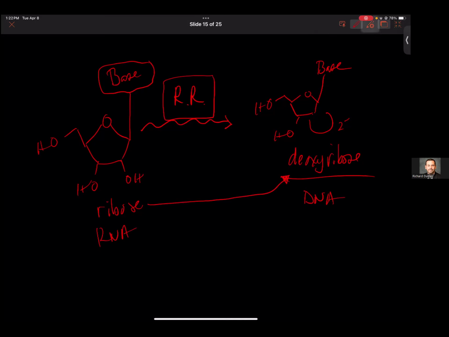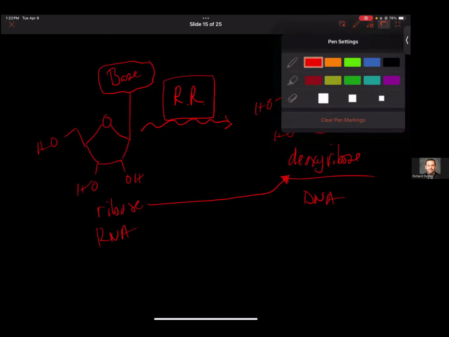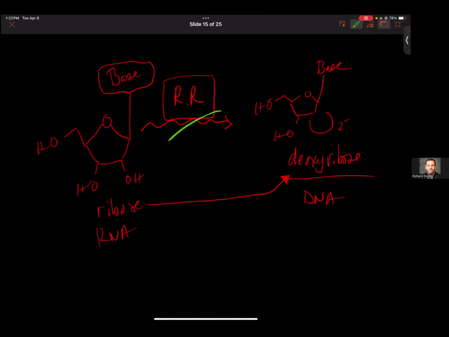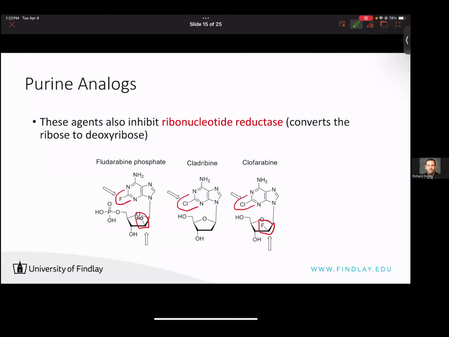So it's reasonable to think then that if you somehow can find an agent that blocks ribonucleotide reductase, you can decrease DNA synthesis as well. And it turns out that these agents may inhibit ribonucleotide reductase.